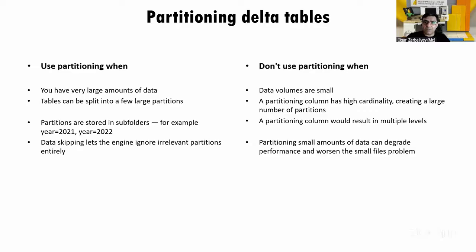Here is the classic example. Imagine large amounts of sales data. You could partition that sales data by year. The partitions are then stored in subfolders named year equals 2021, year equals 2022, and so on. If you only want to report on sales data for 2024, the partitions for all the other years can be skipped entirely. The engine never even opens those files. That's a dramatic improvement in performance. But not in all conditions.